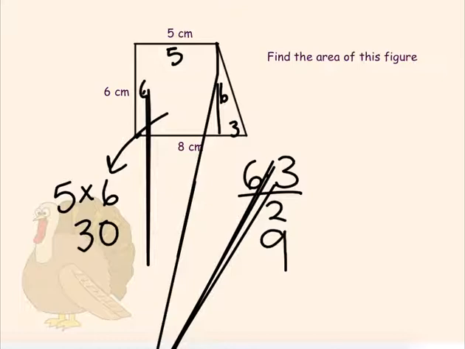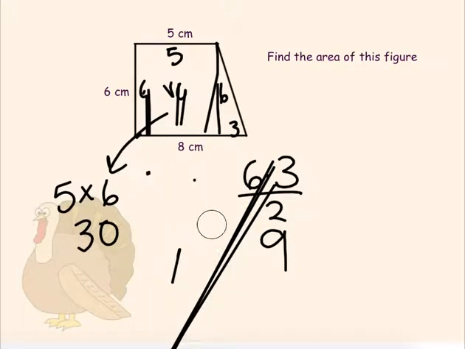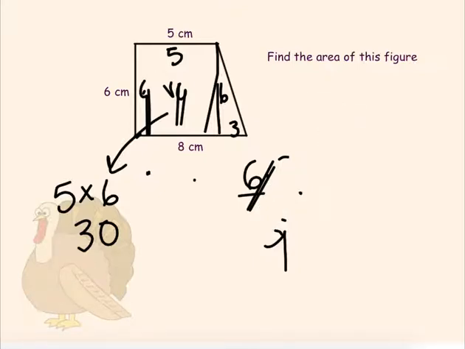So I need to combine 30 and 9. Sometimes the board just doesn't want to play nice. So we add together 30 and 9 to see that the area is 39 square units, square centimeters. 39 square centimeters for that one.